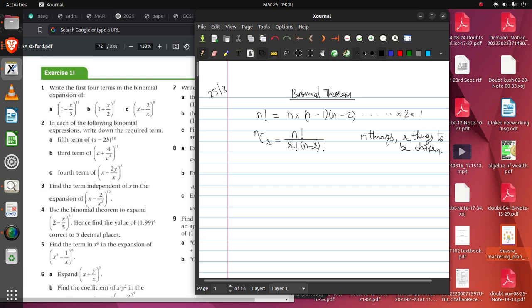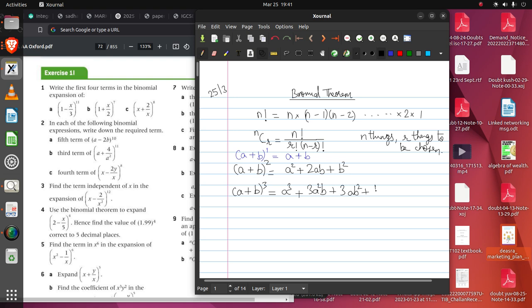So what is the binomial expansion or the binomial theorem? You know how to expand a binomial of certain powers, right? For example, a plus b whole square is a square plus 2ab plus b square. Even a plus b to the power of 1 is simply a plus b, only 2 terms. But when I go to a plus b whole cube, the expansion is a cube plus 3a square b plus 3ab square.